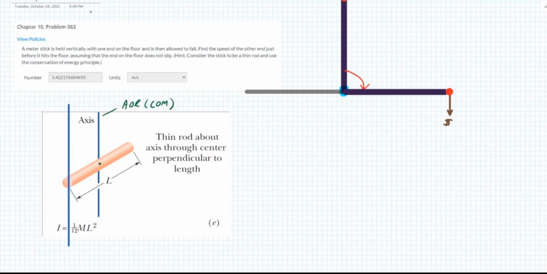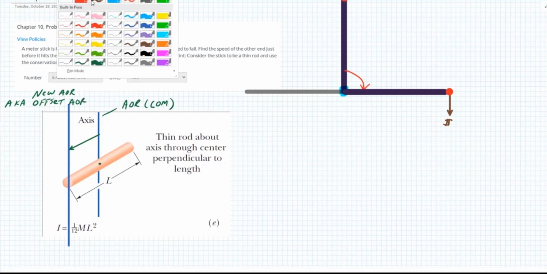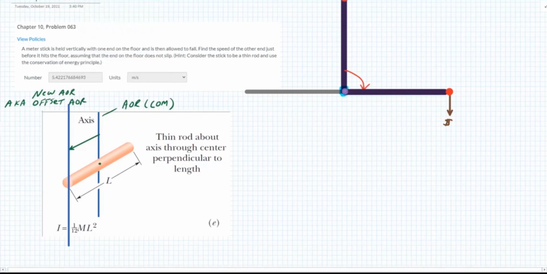Now I've offset my axis of rotation. It's not that axis of rotation. It's actually been offset through this distance right here. And now this is my new axis of rotation, also known as my offset axis of rotation. Because again, here's my axis of rotation. I better specify that. This is my AOR right here, that purple dot.